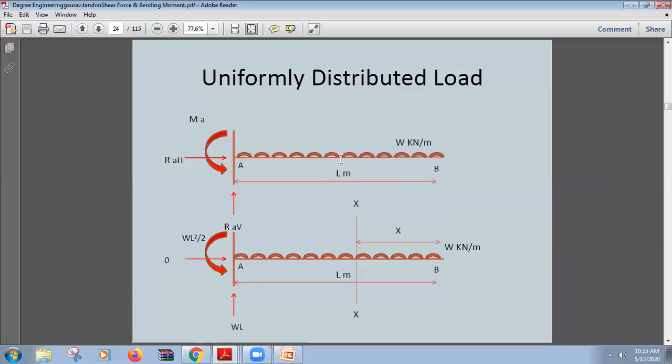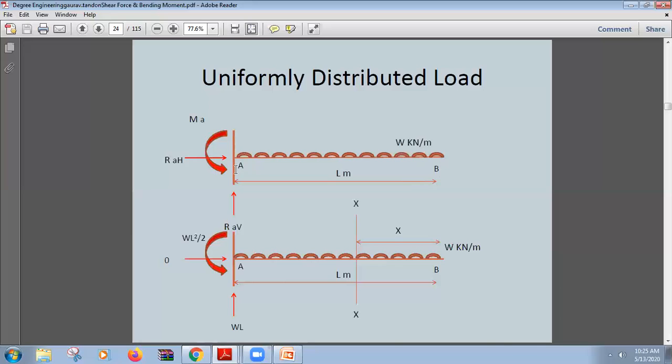So this will be acting at this point, and the beam again will be slightly deflected down, slightly bending downwards. So again we will see that shear force diagram. First of all, shear force diagram, and we'll see the direction of the resultant or the force that is acting in the left section is upwards.